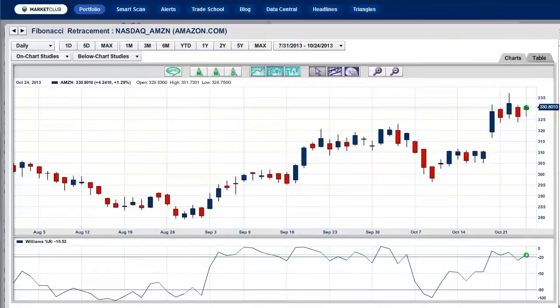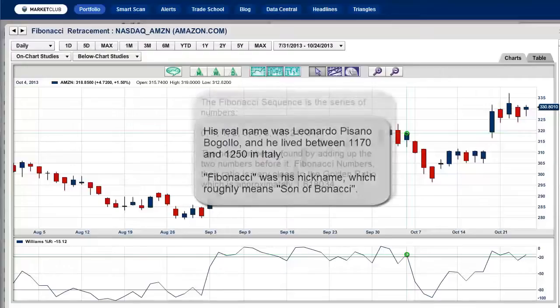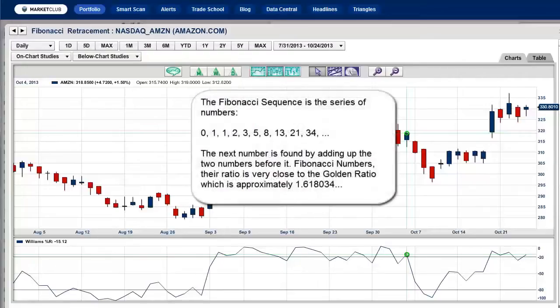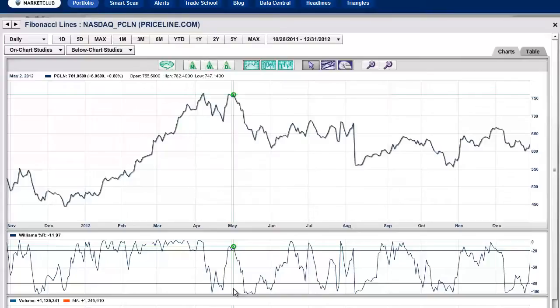A lot of technical indicators we use today were really born out of the 1970s and some even at the turn of the century. But this indicator finds its roots in 12th century Italy. It was discovered by Leonardo Fibonacci, who is credited with bringing an amazing set of numbers into the Western world. The Fibonacci sequence is the series of numbers where the next number is found by adding up the two numbers before it. The ratio of Fibonacci numbers is very close to the golden ratio, which is approximately 1.618. We'll be talking about that ratio a little later on in some of the examples I'll be sharing with you. So let's get started right away.